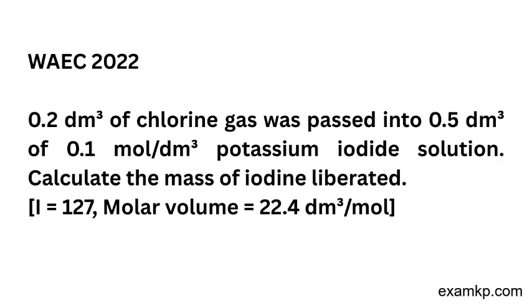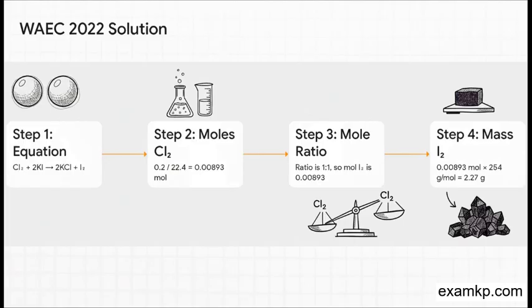First up, we have a calculation question from WAEC 2022. The question is asking for the mass of iodine liberated when a specific volume of chlorine gas is passed through excess potassium iodide solution. They have given us the molar mass and the molar volume. Okay, let's solve this together step by step. Step 1, always, is to write a balanced equation. So we have Cl2 plus 2KI gives 2KCl plus I2.